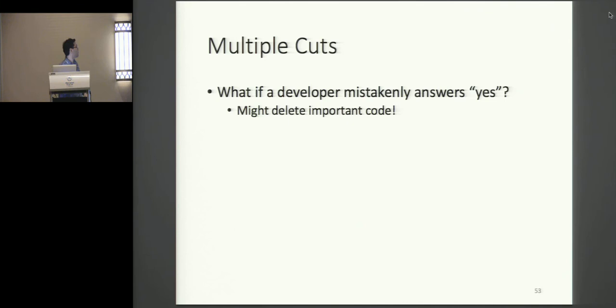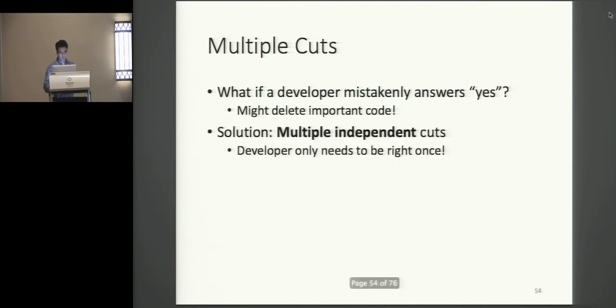So one shortcoming of our process is that if a developer mistakenly answers yes, then we might delete some important code from the application. And while we can't solve this problem, we can try to mitigate it, and we'll do so by computing multiple independent cuts. So the developer only needs to be right once in order for the program to be valid.